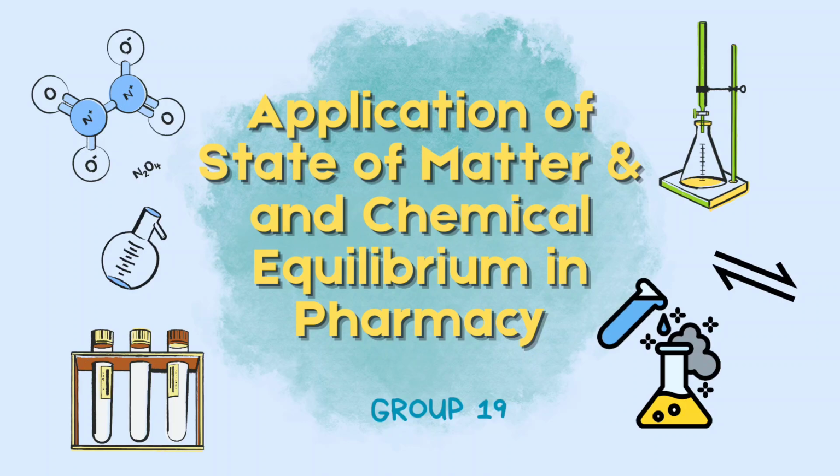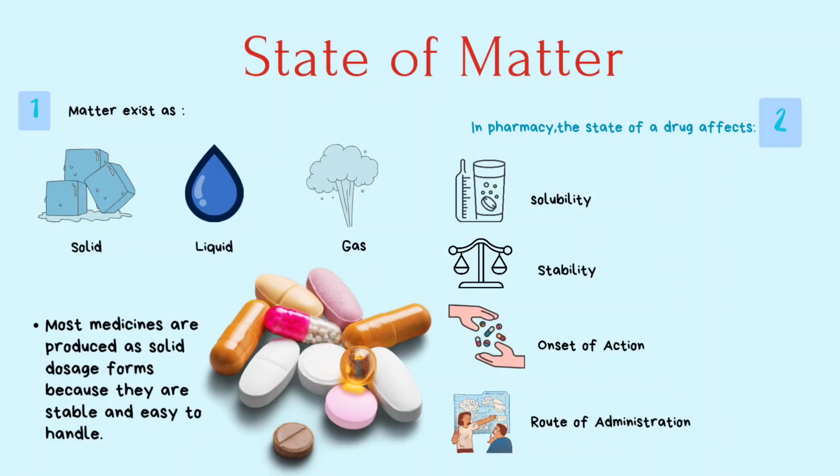Today we will present about the application of state of matter and chemical equilibrium in pharmacy. So first and foremost, I would like to explain the state of matter. So matter exists as solid, liquid, and gas. In pharmacy, the state of drug reflects its solubility, stability, onset of action, and route of administration.